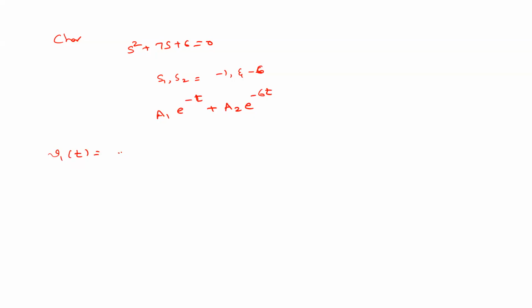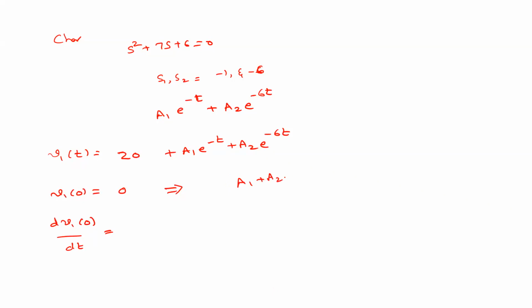What is its steady state value? 20. So we have 20 here. What are the initial conditions? V1 of 0 and dV1 of 0 by dt. V1 of 0 is 0 volts, so A1 plus A2 equals minus 20. What is dV1 of 0 by dt? It is 40, so minus A1 minus 6A2 equals 40. So calculate A1 and A2.